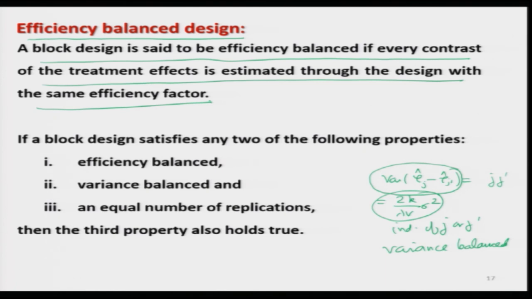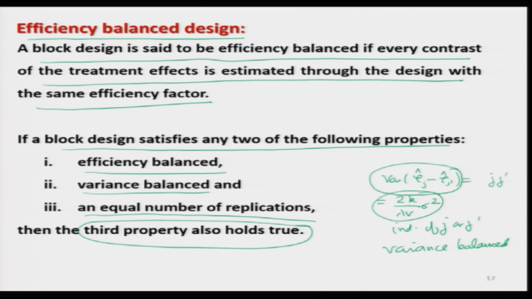And in the case of any block design, if the block design satisfies any two of the following properties, that it is efficiency balanced, variance balanced, and it has an equal number of replications, so if any two properties out of these three hold true, then the third property also holds true, right? So now you have understood the meaning of balancing in the name balanced incomplete block design. So now it is complete. Now you understand why this is called balanced, and why this is called an incomplete block design, right? So now we are done.